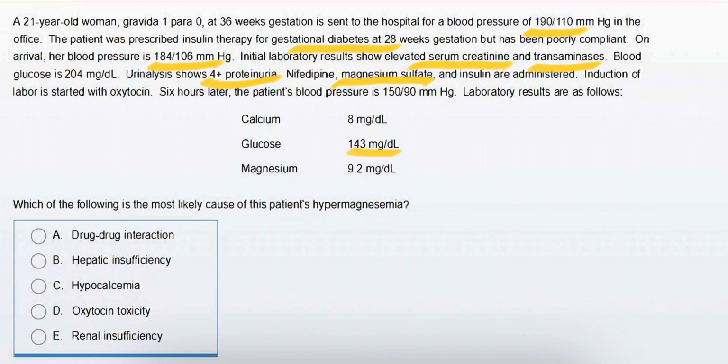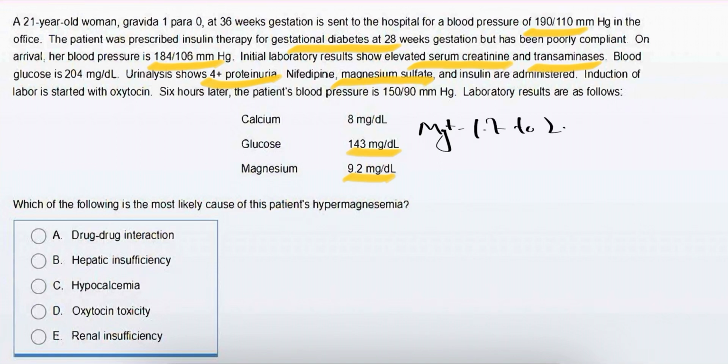Laboratory results are as follows: calcium 8 milligram per deciliter, glucose 143 milligram per deciliter, and magnesium 9.10 milligram per deciliter. Which of the following is the most likely cause of this patient's hypermagnesemia? So this patient has hypermagnesemia. Choice A, drug-drug interaction. Choice B, hepatic insufficiency. Choice C, hypocalcemia. Choice D, oxytocin toxicity. Choice E, renal insufficiency.